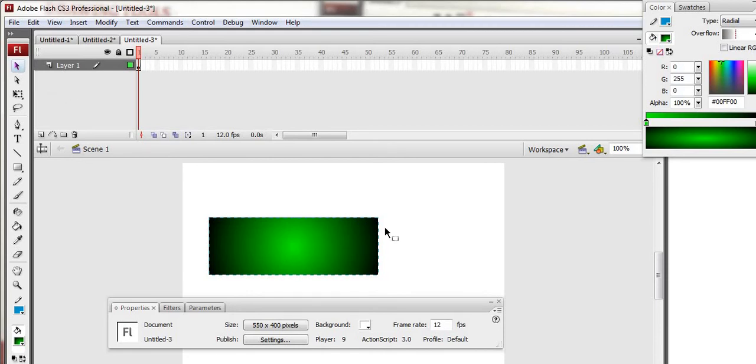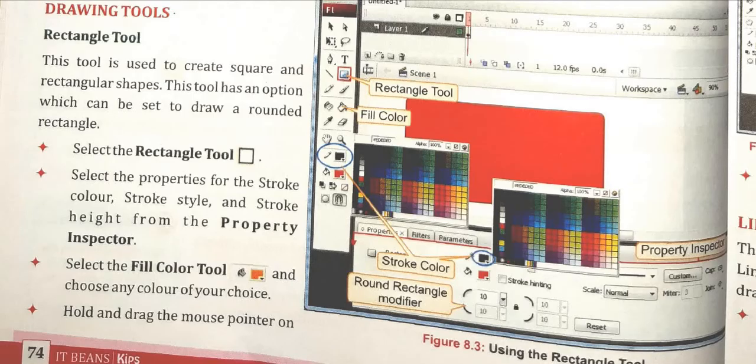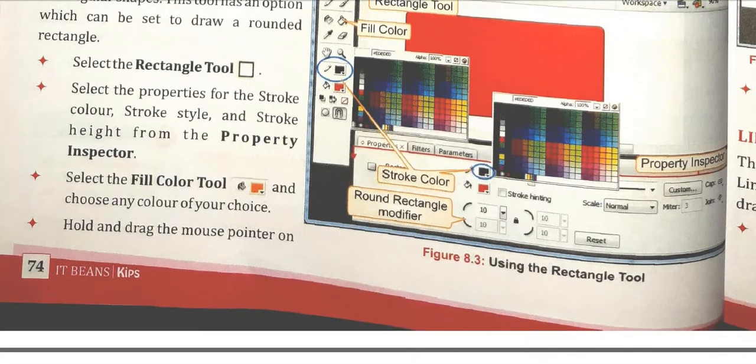You can have a rectangle, you can apply gradient color, you can use the selection tool to move the object from one place to another place. All these features are available, right? Now rectangle tool, properties we have seen, fill color tool we have seen.